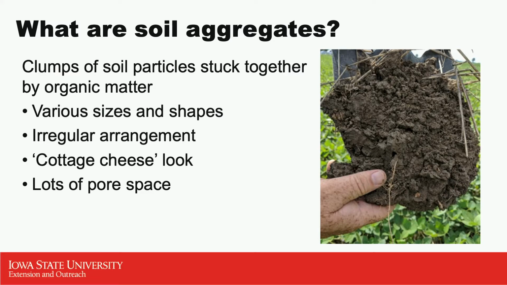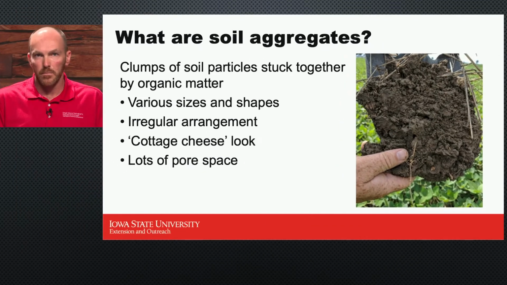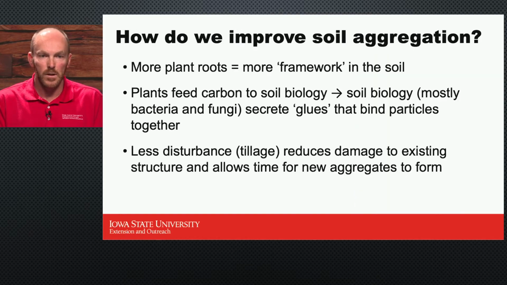But if you think about water flowing through that soil, those irregular shapes, the different sizes of aggregates, really create a lot of pore space in that soil, a lot of channels for that water to infiltrate. And it's often described as having sort of a cottage cheese look. So if you go out and you dig up some soils, that's something you can look for. Does it have that look to it, or is it very blocky and platey and a lot of restricted layers in there that prevent that infiltration?